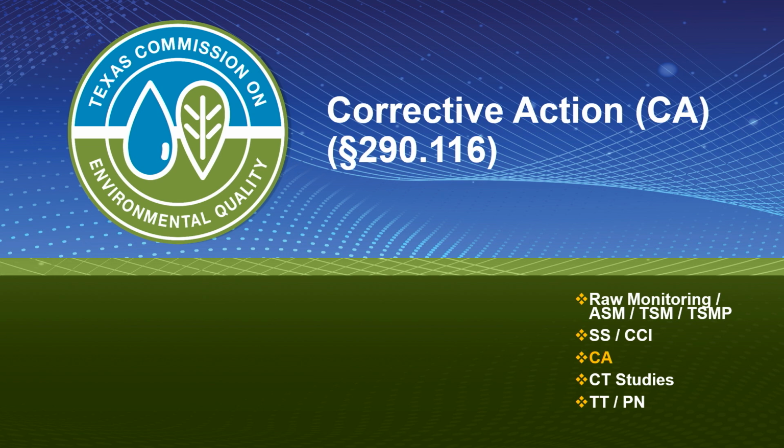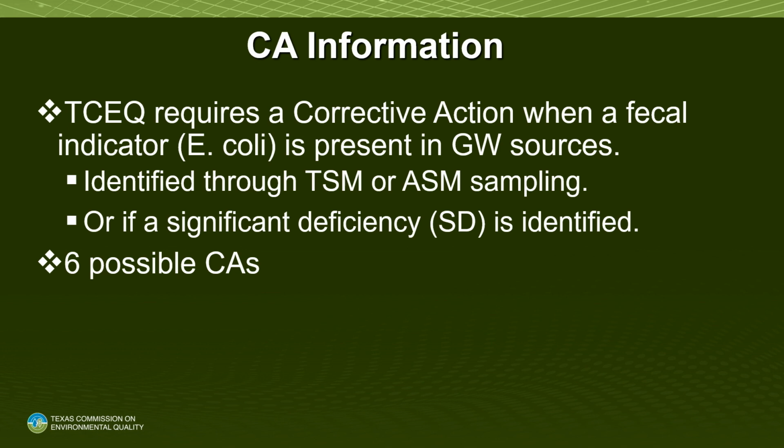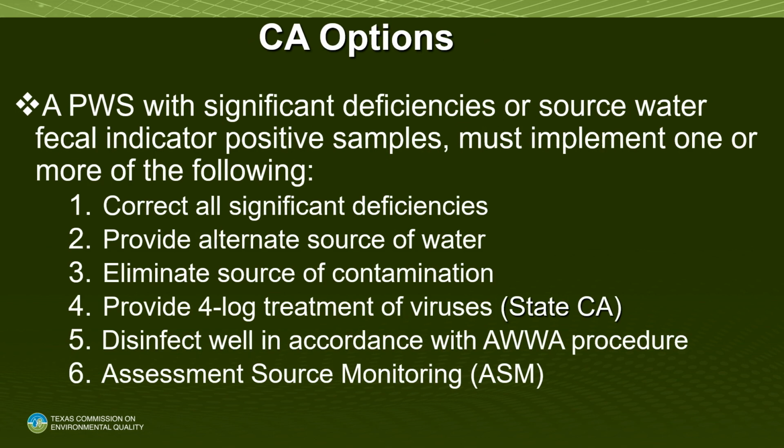So as you remember from that first flow chart, everything flows to corrective action. So I wanted to hit on that a little bit. E. coli positives will require corrective action, or if you get a significant deficiency during those inspections. Those are the 2 big areas. If that happens, there are a possible 6 corrective actions. These are all in Chapter 290-116. There's 6 of them here.